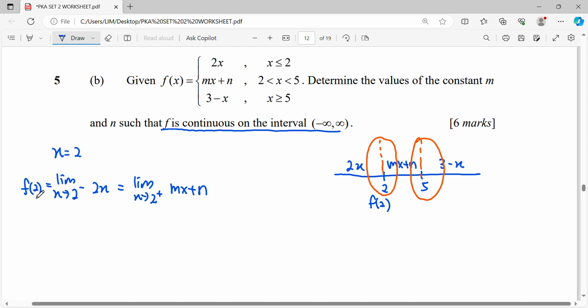Then we start to evaluate this limit. As we substitute 2, we get 4. And here we get 2m plus n. So we get the first simultaneous equation.